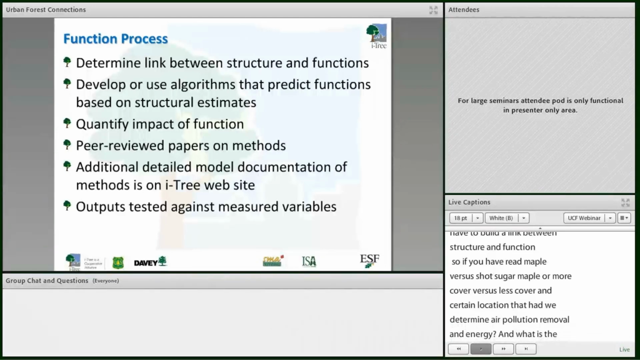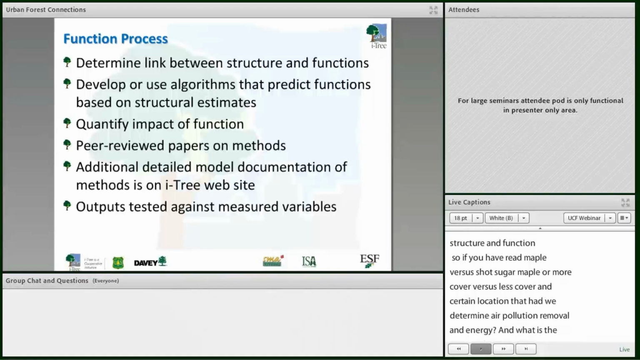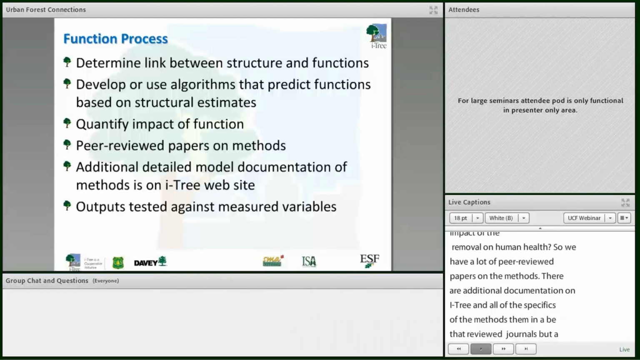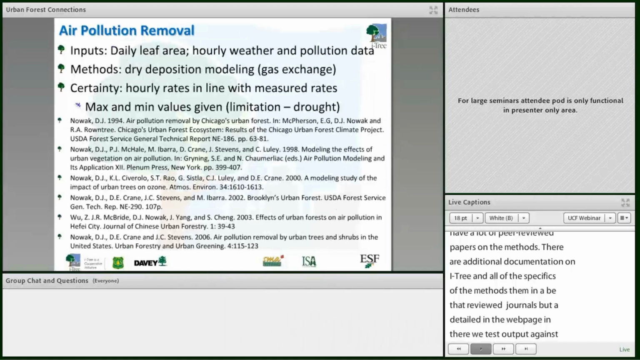So we have a lot of peer-reviewed papers on the methods. There's additional documentation on iTree of all the specifics of the methods that may not be in the peer-reviewed journals but are more detailed on the web page. And then we test the outputs against measured data where possible. And we match up fairly well on many of these. And we'll talk about this coming up, of how well we match for the various routines that we run.